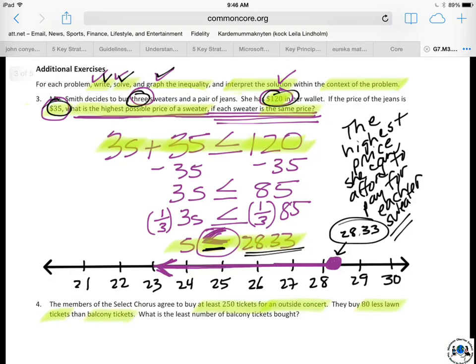We've worked a couple of these problems in the past, and they've been in some problem sets. We've done things like this in class. They're tricky, it looks like, but I'm so excited for most of you because you will no longer be tricked by these problems. So they buy 80 less lawn tickets than balcony tickets. What we are trying to figure out is what is the least number of balcony tickets bought? Let's go ahead and see what this looks like as an inequality.